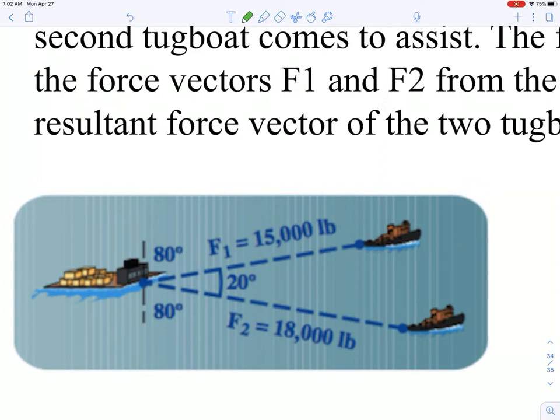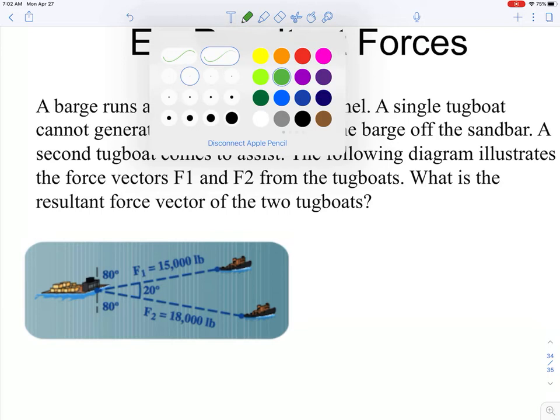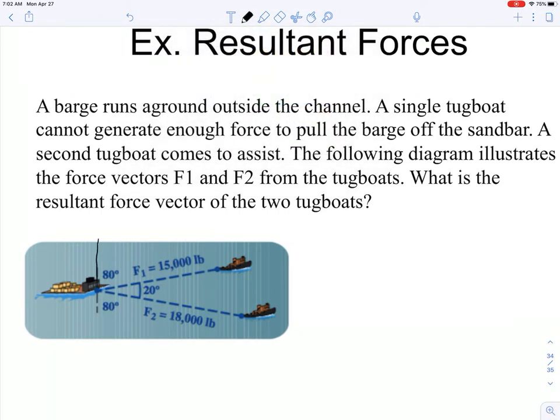Okay, so it looks like the first tugboat is pulling with a force of 15,000 pounds at an angle of 20 degrees from the other force. So we just need some sort of angle, something to describe the direction of the force. So 20 degrees off of the other force, which is pulling with 18,000 pounds. You can approach this problem in different ways.